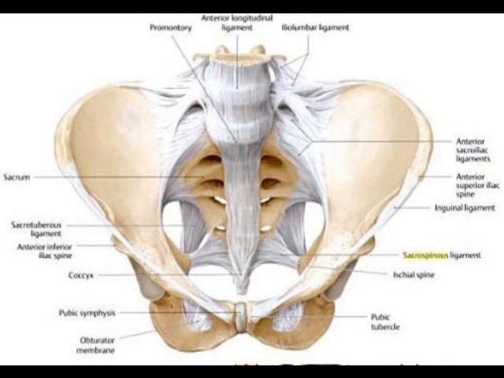Let's see what else. You can see the pubic symphysis in the middle lower portion there, or also your pubic bone. Of course, the sacrum, and the left and the right ilium.